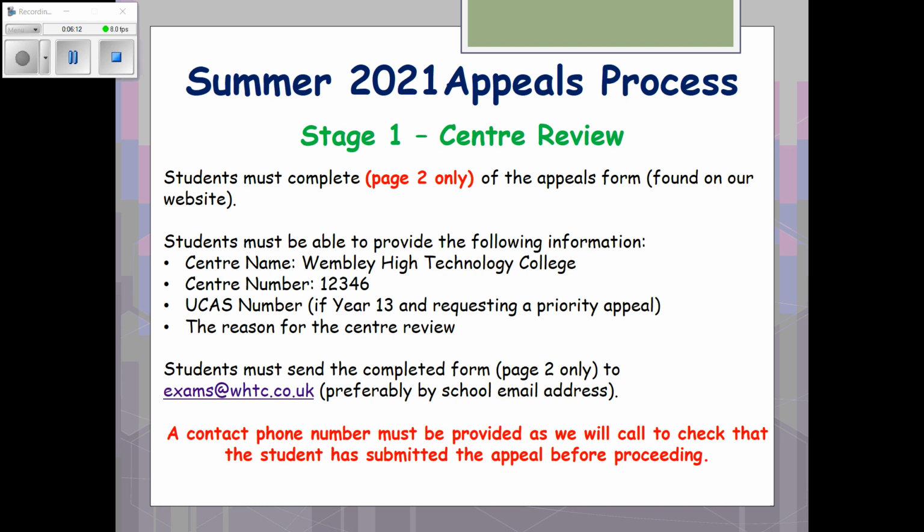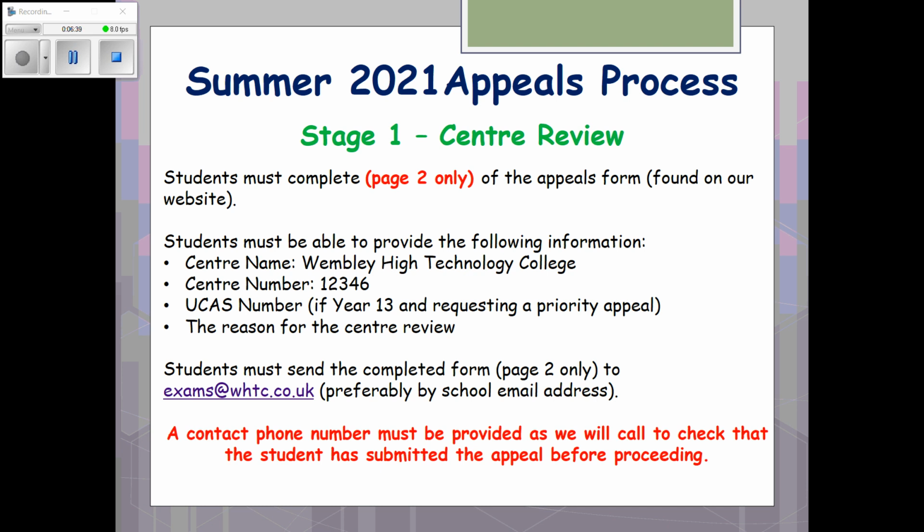To be able to fill in this form, students must be able to provide the following information: the name of our centre, the centre number, and if you are a Year 13 student requesting a priority appeal, your UCAS number. Students also need to provide a reason for their centre review. So why is it they believe there has been an administrative or procedural error?